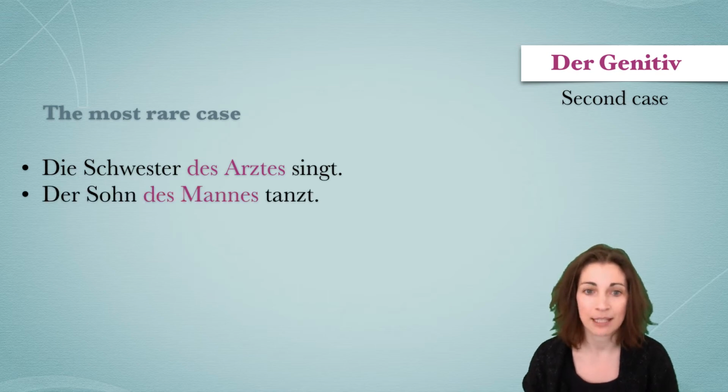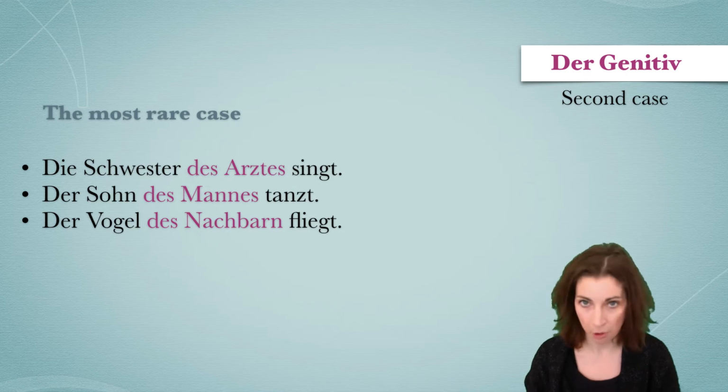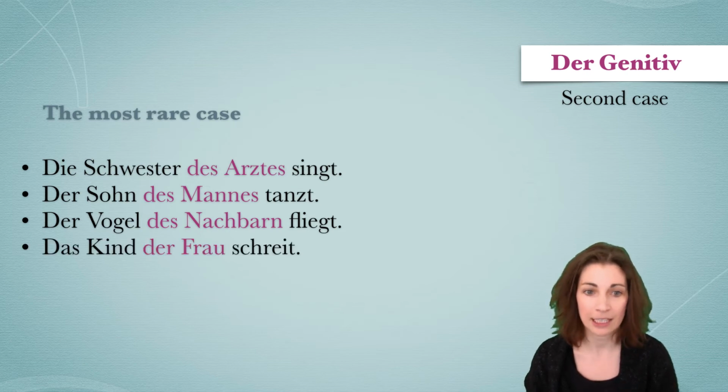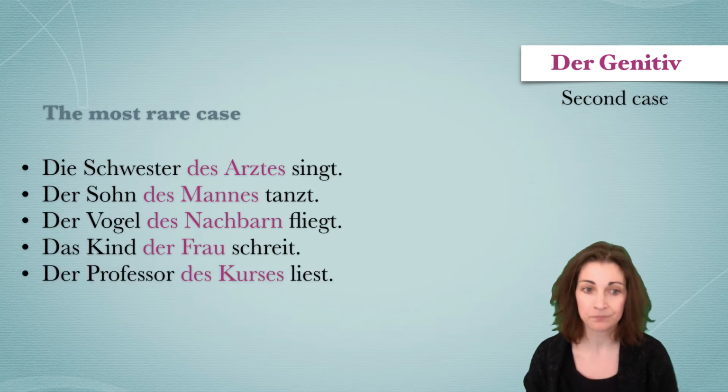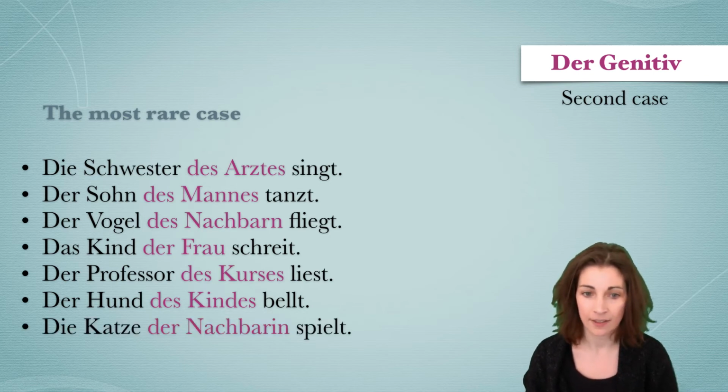Der Sohn des Mannes tanzt. The man's son dances. Der Vogel des Nachbarn fliegt. The neighbor's bird flies. Das Kind der Frau schreit. The woman's child is crying. Der Professor des Kurses liest. The course's professor is reading. Der Hund des Kindes bellt. The child's dog is barking. Die Katze der Nachbarin spielt. The neighbor's cat is playing.